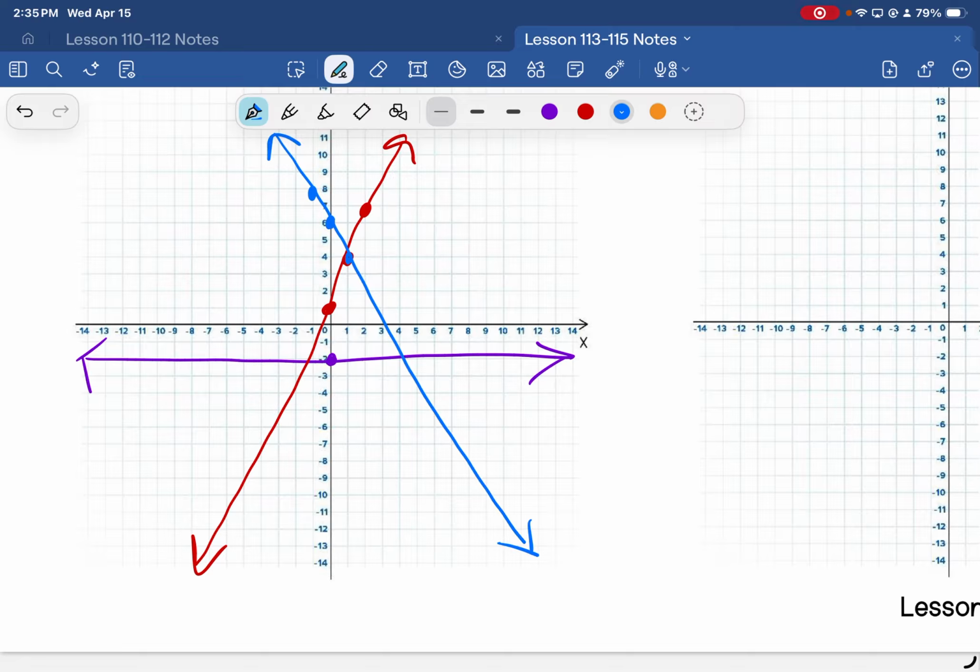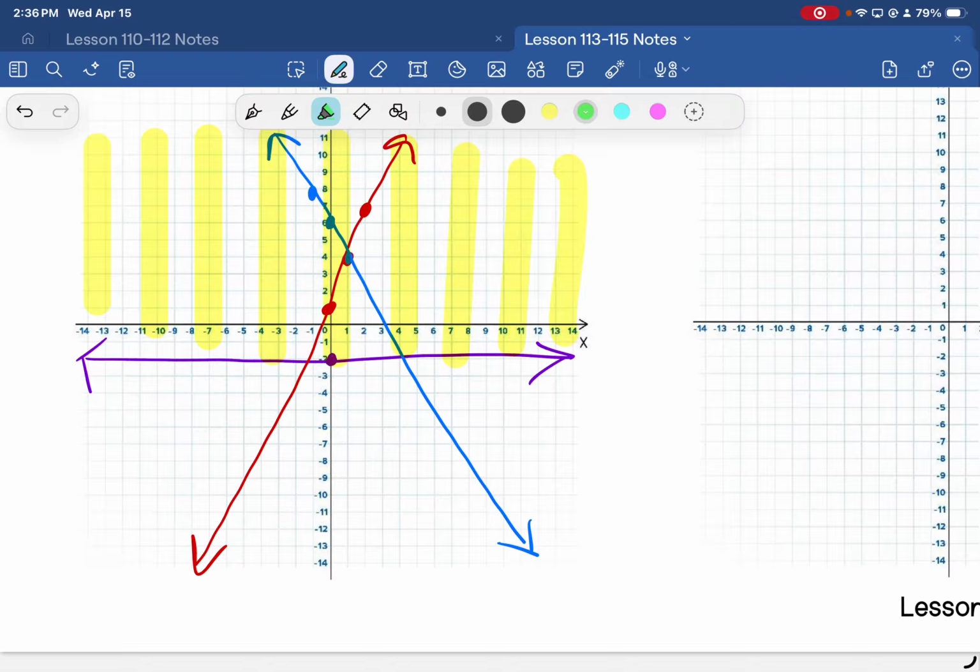Mm-hmm. All right, time for the shading. Let me get out my yellow highlighter for purple, which says to shade above the purple line. Wait, and why is it above again? Because it says y is more than. Oh, yeah. Okay, greater than or equal to.